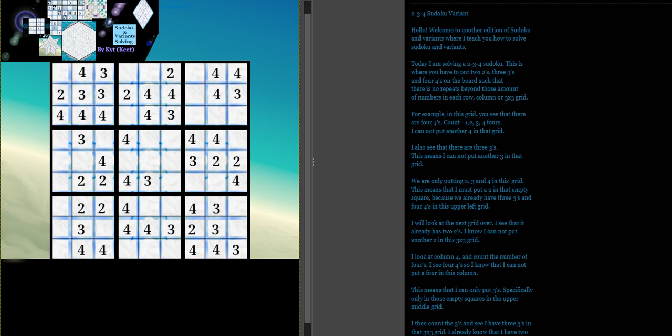This is where you have to put 2 2s, 3 3s, and 4 4s on the board such that there is no repeats beyond those amount of numbers in each row, column, or 3x3 grid.